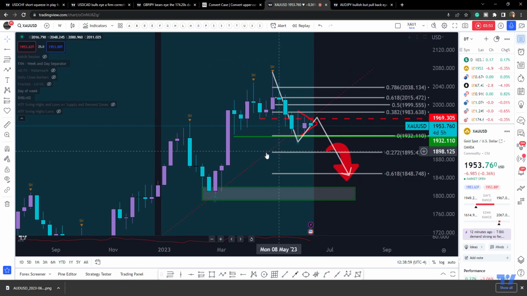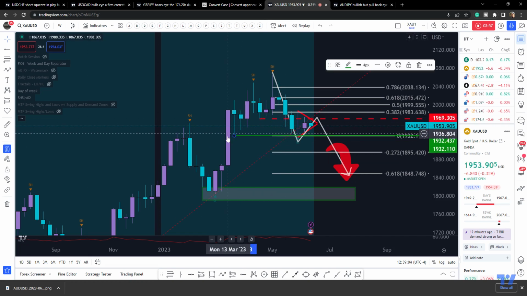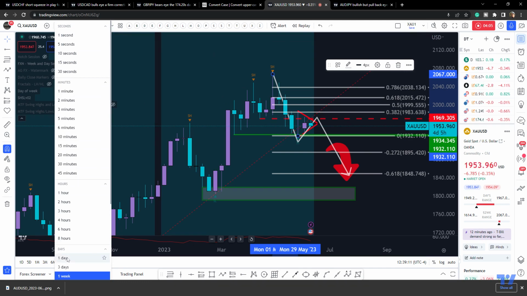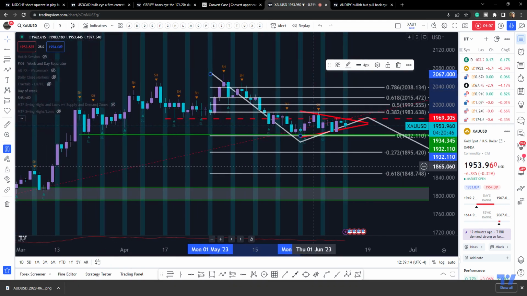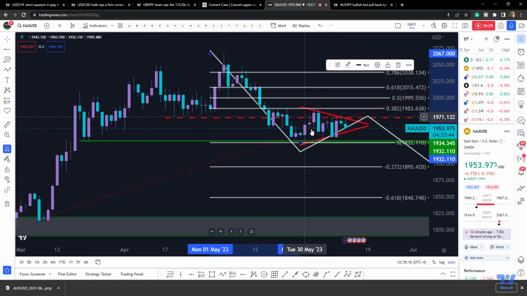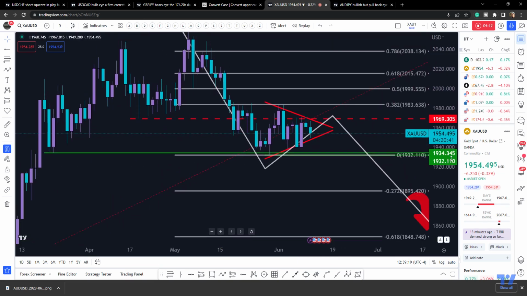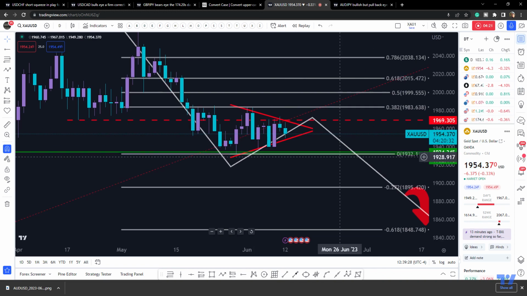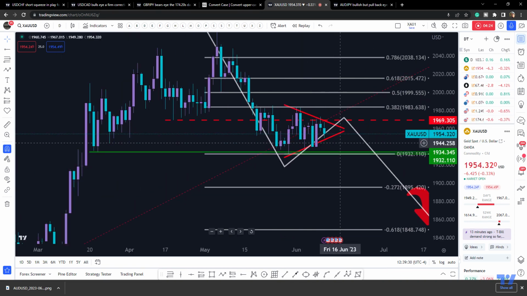So 1930-ish is a very key, get that marked out properly. It's a key area of support. Now if we go over to the daily chart, clean this up. So on the daily chart, you can see that market coiling. You've got these double bottom lows.